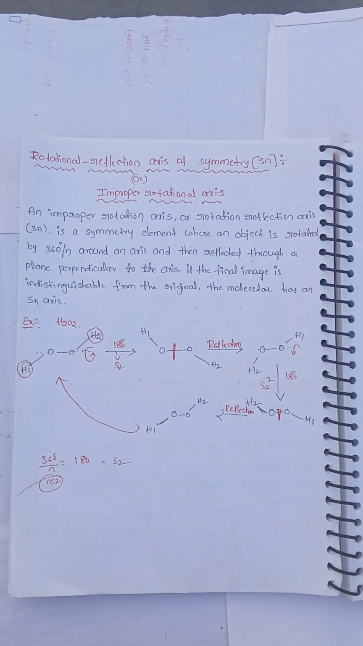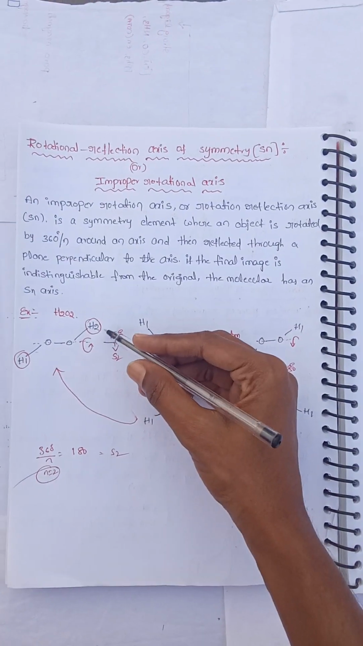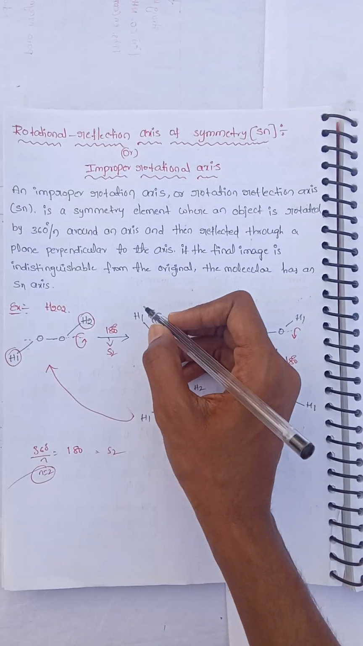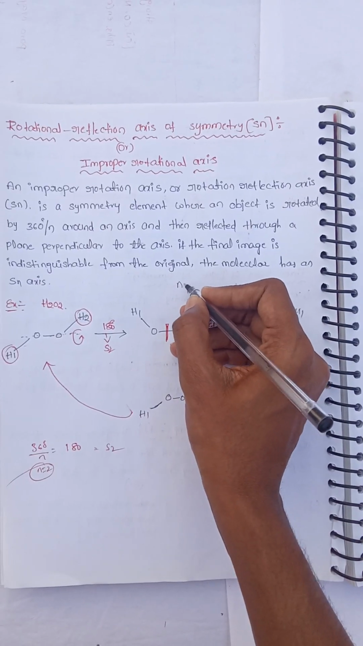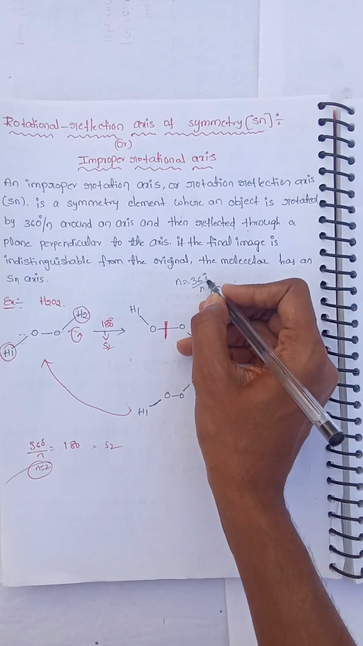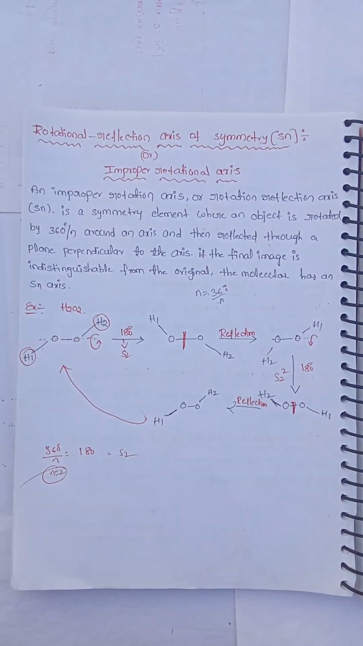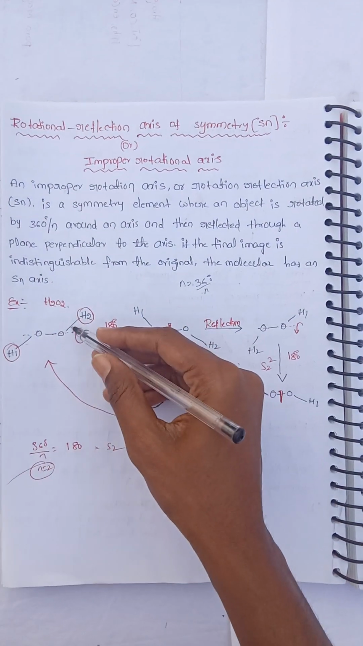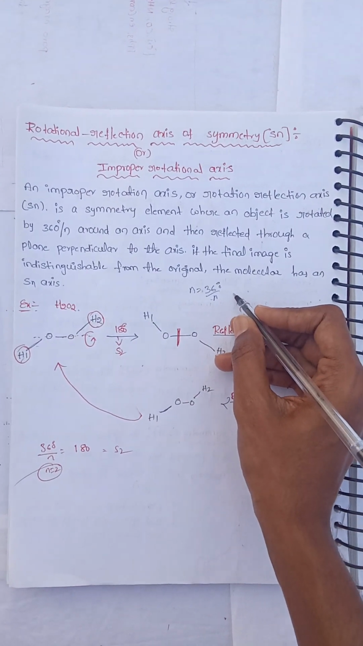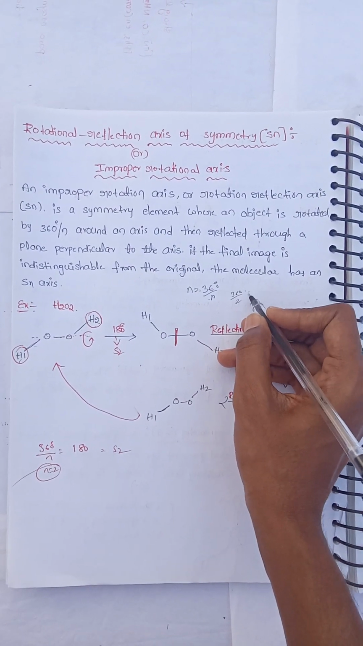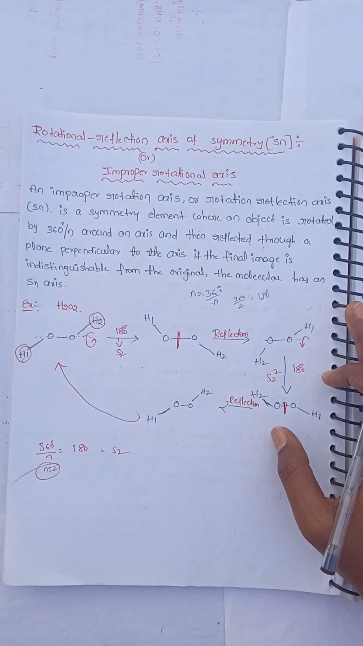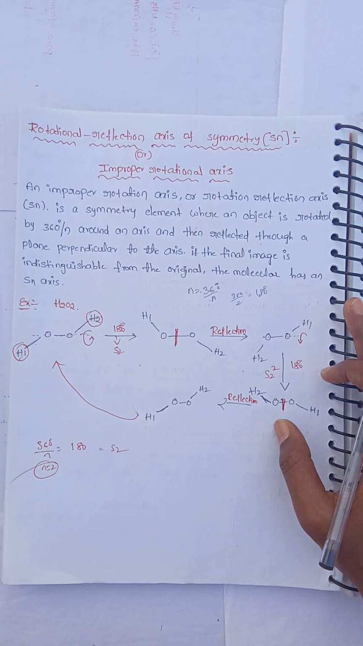So for example, take the molecule H2O2. Then you have to find out the n value. So n is 360 by n, as we said. What is n? You have to find out the n. How many bonds are there? 1, 2: H1, H2, so 2. So 360 by 2, that means 180 degrees. So you have to rotate the molecule by 180 degrees, that means S2.